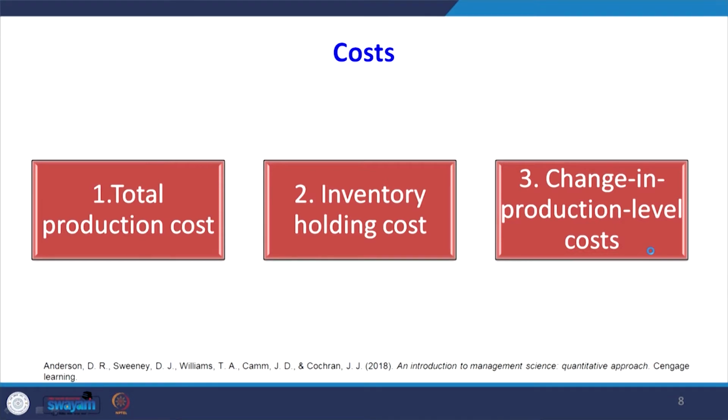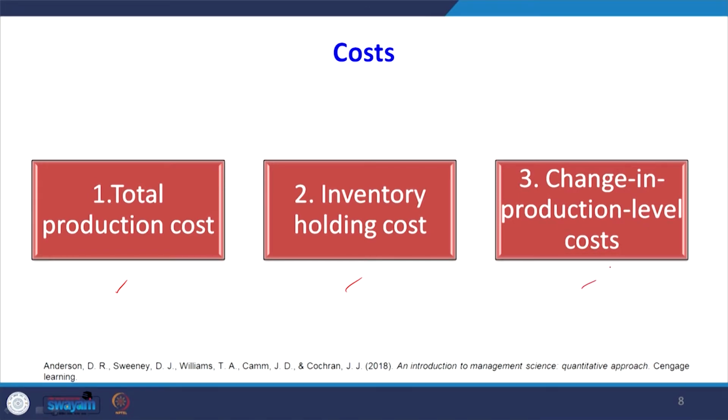When we go for production scheduling, there are three elements of cost. One is the actual production cost, then the inventory holding cost. Sometimes we may produce more than the demand, and that has to be stored for the next period's demand. That is the inventory holding cost.